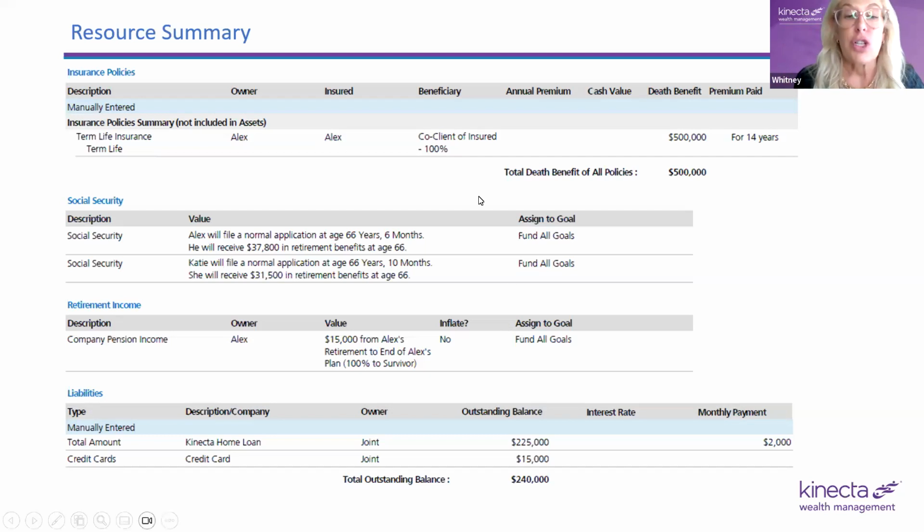Alex is fortunate to still have a company pension. He will be receiving $15,000 a year until the end of his plan, and then if he predeceases, Katie, 100% will go to her as the survivor. So right now we can see they've got two income sources that are going to come into the plan: both Social Security as well as this pension income.